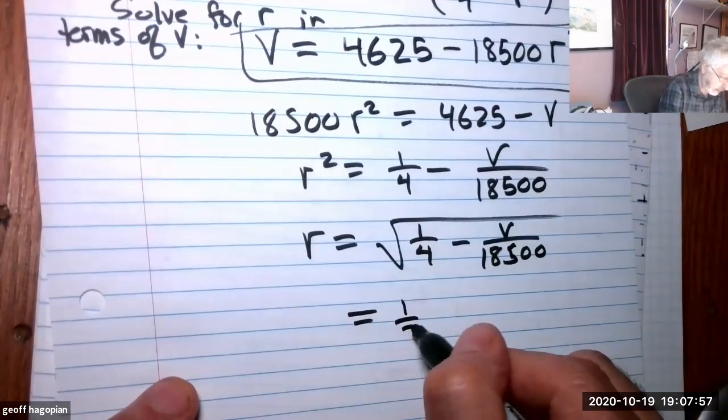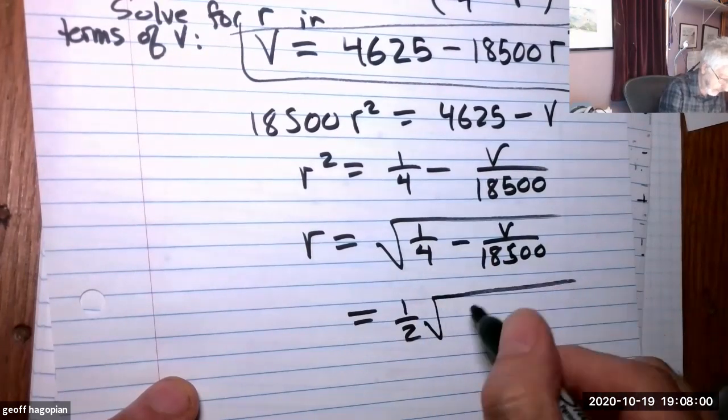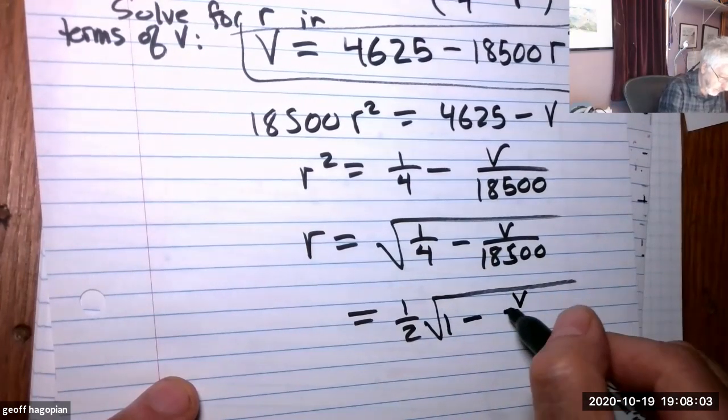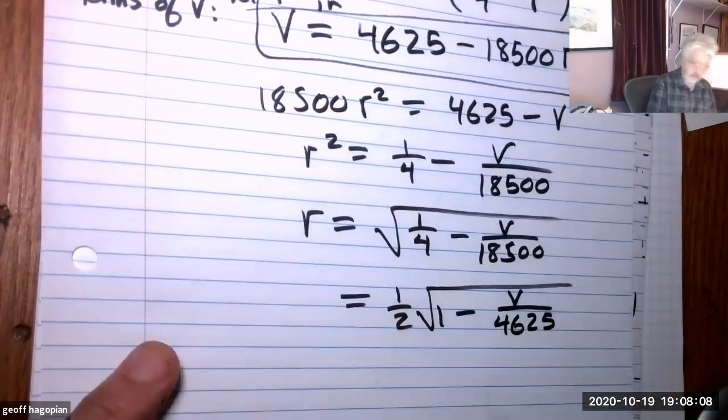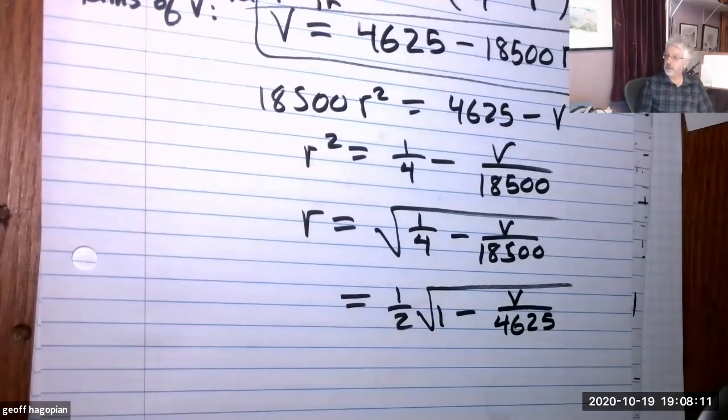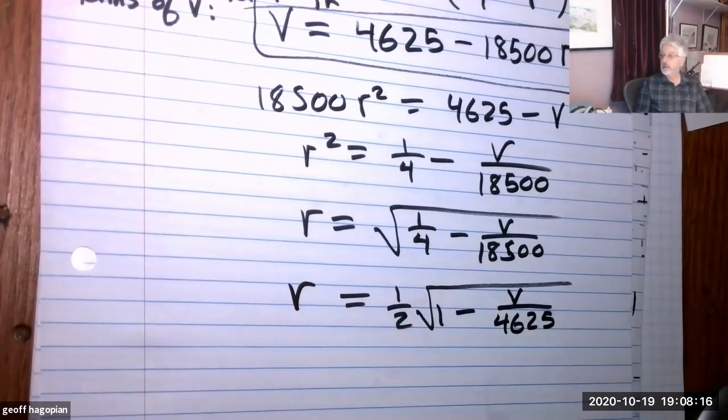Yeah, I'm going to say let's factor out the square root of a quarter, which is a half. And then we'll have V divided by 4,625. So we see that when the velocity is 4,625, that's the maximum velocity. That means that r is 0, right? 1 minus 1 is 0, square root of 0 is 0. And we're on the central axis, going as fast as we possibly can, which is about 46.25 meters per second, 100 centimeters in a meter. And that's the inverse function.